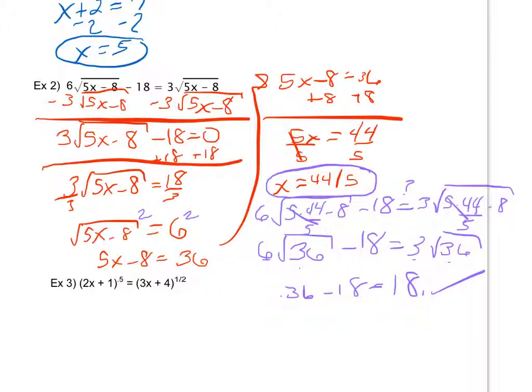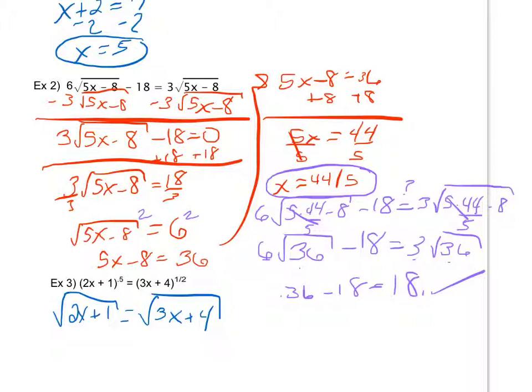Moving on to the last example. So the very first thing I'm going to notice on that last example is that I recognize that the 0.5 and the 1/2 mean the same thing. They mean the square root. So again, an exponent of 1/2 means the same thing as square root. So I'm going to start by rewriting this as 2x plus 1 equals the square root of 3x plus 4.